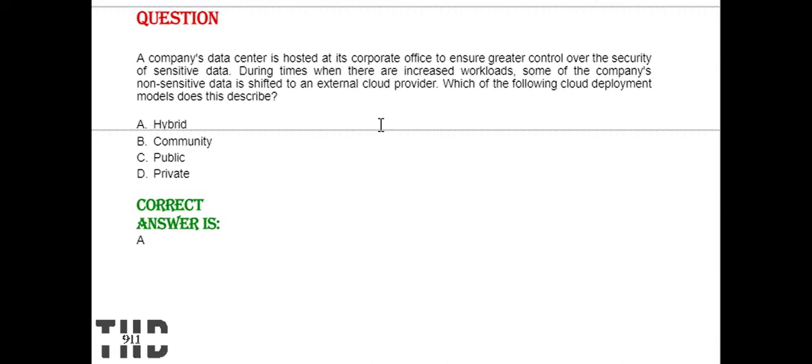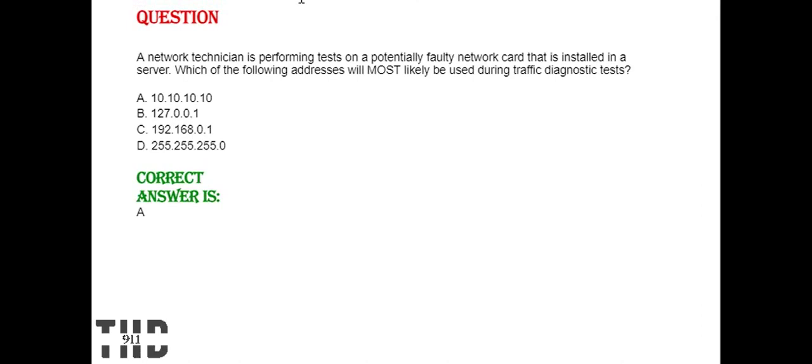A company's data center is hosted at the corporate office to ensure greater control over the security of sensitive data. During times when there are increased workloads, some of the company's non-sensitive data is shifted to an external cloud provider. Which of the following cloud deployment models does this describe? Option A, hybrid. Option B, community. Option C, public. Option D, private. Option A is correct.